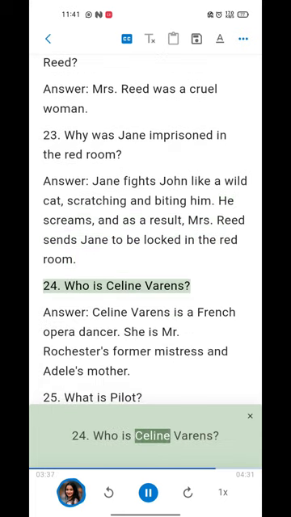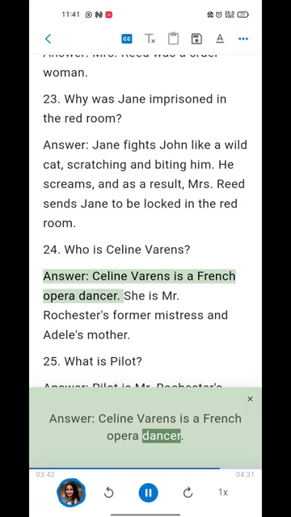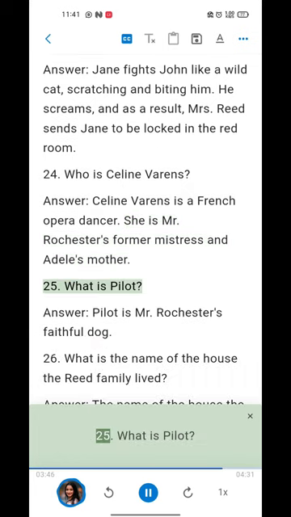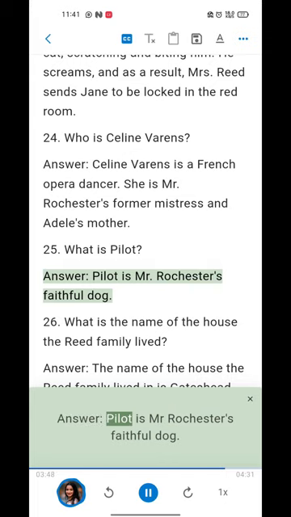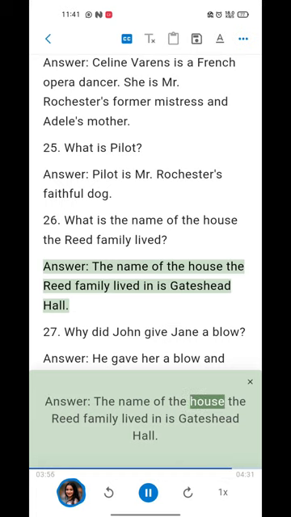24. Who is Celine Varens? Answer. Celine Varens is a French opera dancer. She is Mr. Rochester's former mistress and Adele's mother. 25. What is Pilot? Answer. Pilot is Mr. Rochester's faithful dog. 26. What is the name of the house the Reed family lived in? Answer. The name of the house the Reed family lived in is Gateshead Hall.